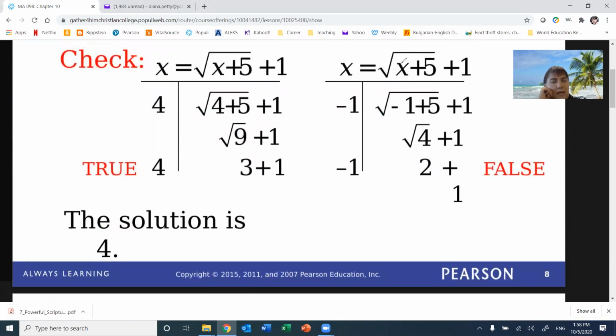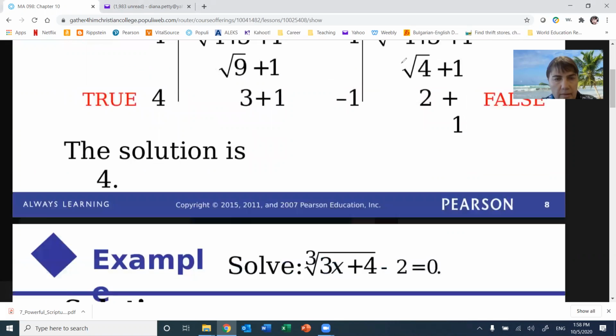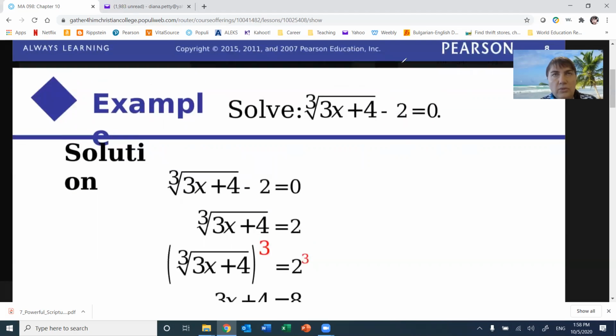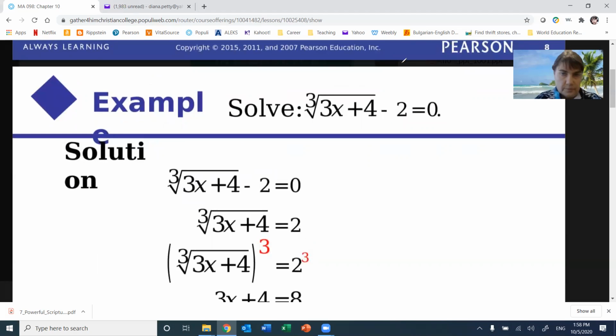So the good news is I did not put on Alex the one with power of 3. But we can do this just so you can understand better the idea of what we're doing. Let me see what it is. Okay, so this is a cube root. You see the cube root?